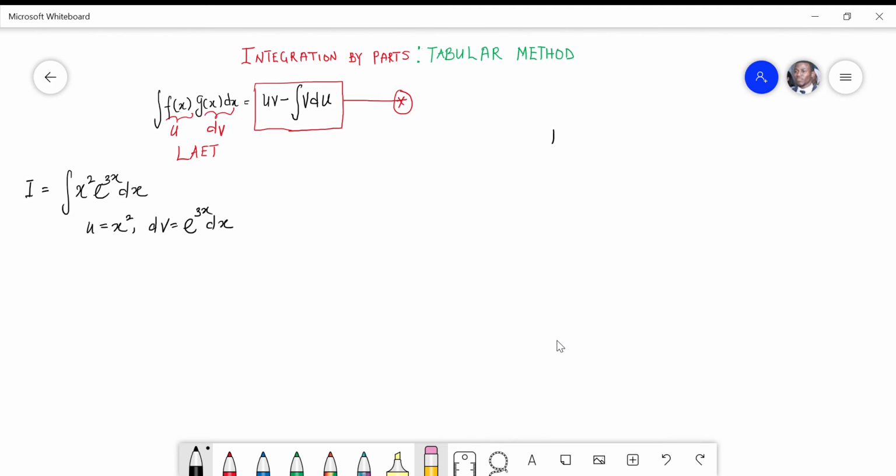Let me write tabular method here. It's called the tabular method because we are going to draw a table. That line is not straight, but you don't have to worry about that. We just need the concept of the table, that's all.